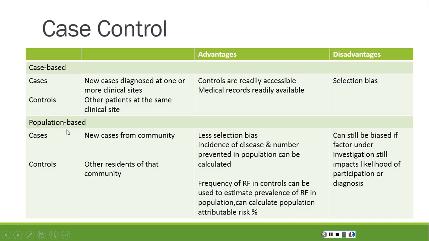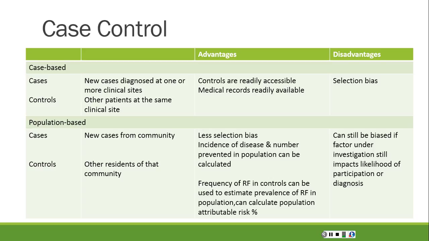Population-based case control studies eliminate this type of bias by gathering their cases from the community. Controls are residents of that same community. The advantages here, as I said, are less selection bias, and the incidence of the disease and the number prevented in the population can be calculated, since this represents a population-based estimate.